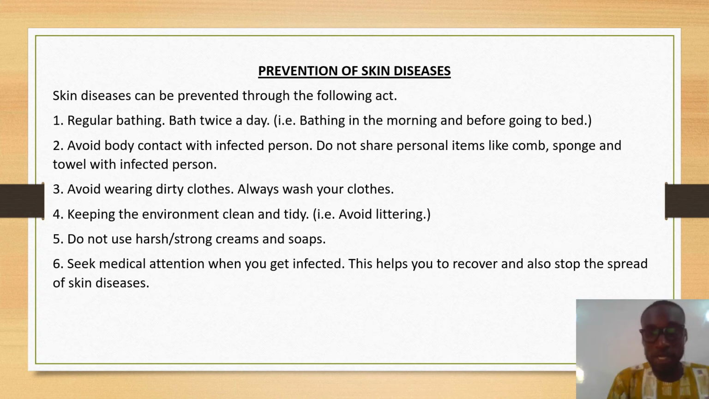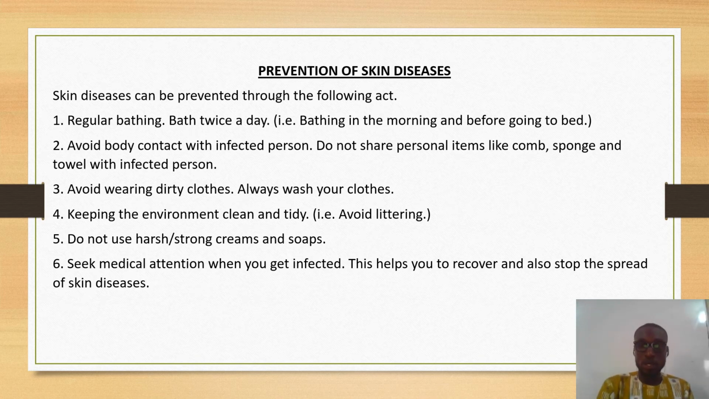So now let's take a look at prevention of skin diseases. So how can these skin diseases that we've identified be prevented? Good. So skin diseases can be prevented through the following. So regular bathing, that is, you have to bath twice a day, in the morning and then in the evening before going to bed. And then also in bathing, we must use a sponge, clean water, and then a good soap. That is how it's going to help prevent these skin diseases.